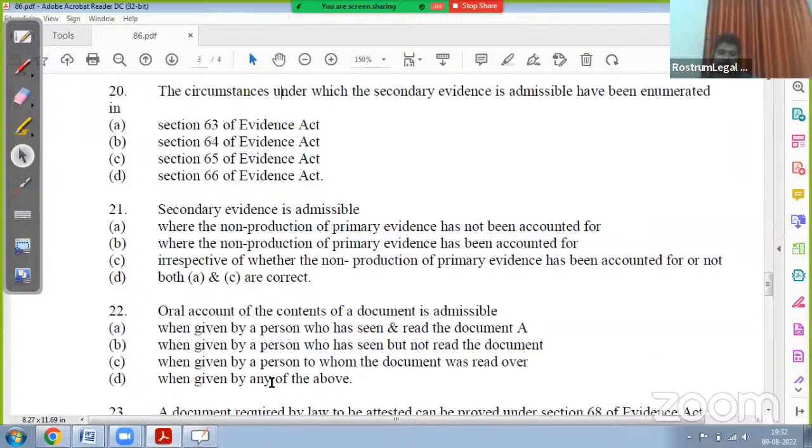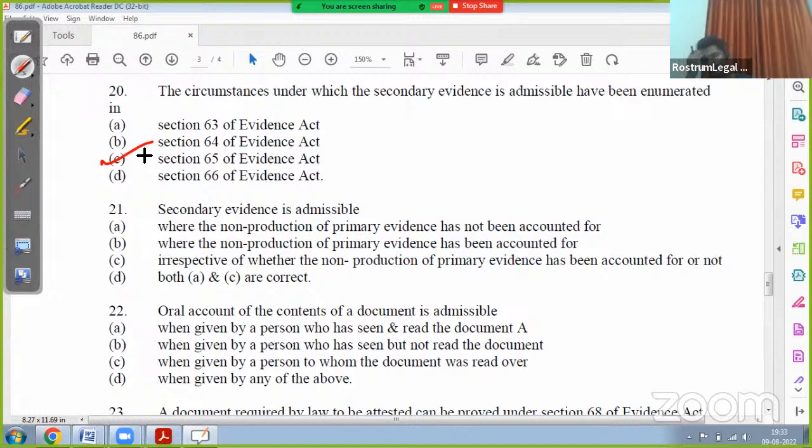Its correct answer will be option C, that is Section 65. Sorry, 65. Right? Secondary evidence is admissible: Option A, where non-production of primary evidence has not been accounted for. Option B, where non-production of primary evidence has been accounted for. Option C, irrespective of whether the non-production of primary evidence has been accounted for or not. Option D, both A and C are correct. क्या होगा?